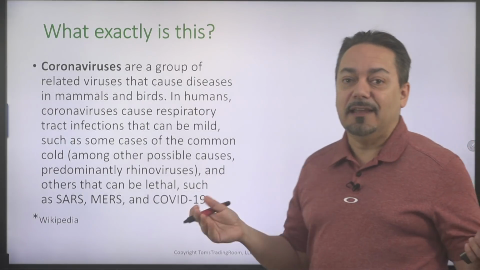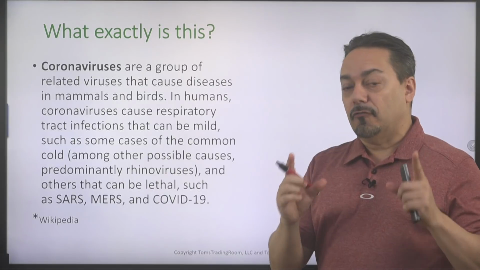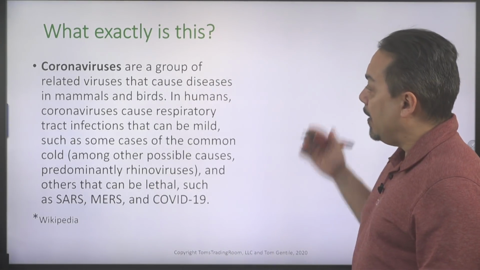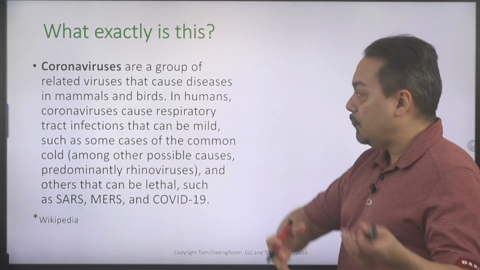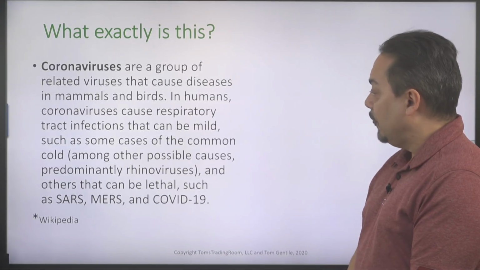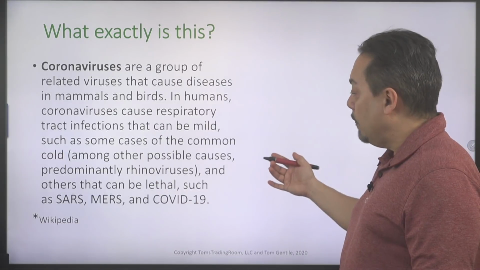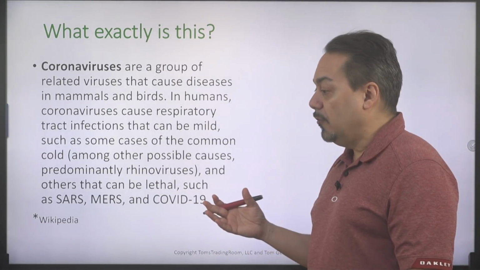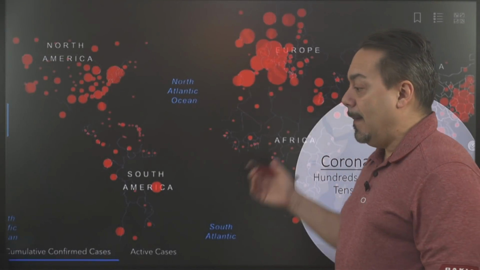So what exactly is a coronavirus? We didn't just name this coronavirus. Coronavirus is a general term that talks about related viruses that cause disease in mammals and birds. And then that gets transmitted to humans, which causes respiratory tract infections. And they can be mild, but they can also be deadly. This is information that I pulled from Wikipedia to give everyone a general idea of what coronavirus is.